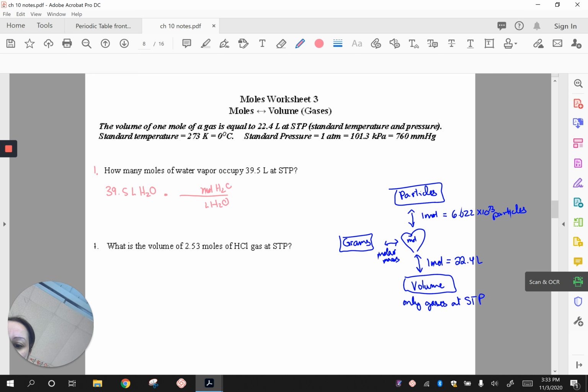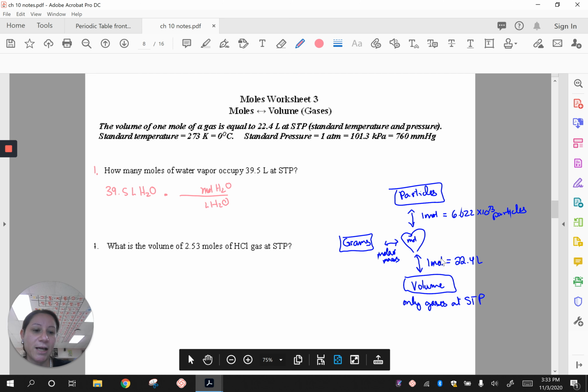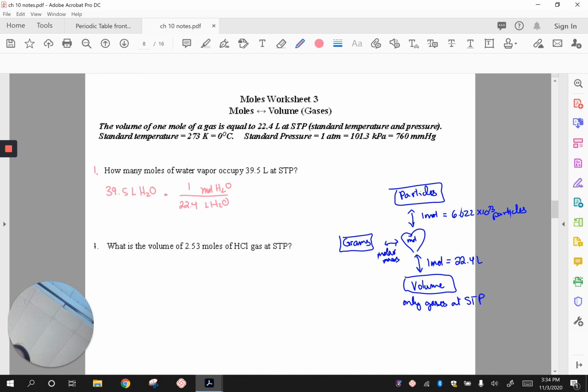Like I said, I always put my units in first, then my numbers. So again, 1 mole is 22.4 liters, so we're going to put 1 next to the mole and 22.4 liters next to the liters. So liters cancel, and you do 39.5 divided by 22.4. It ends up being 1.76 moles of H2O.